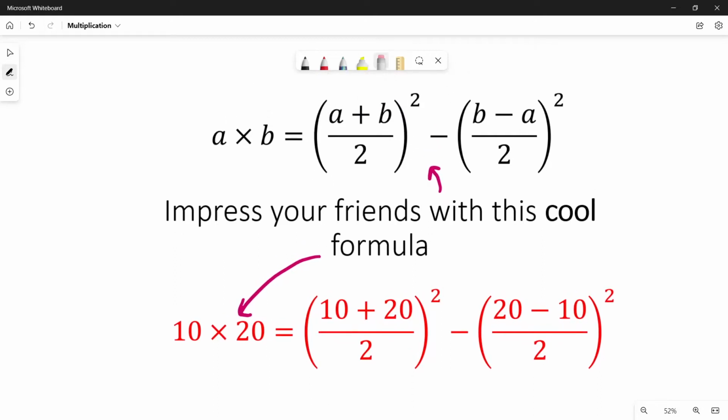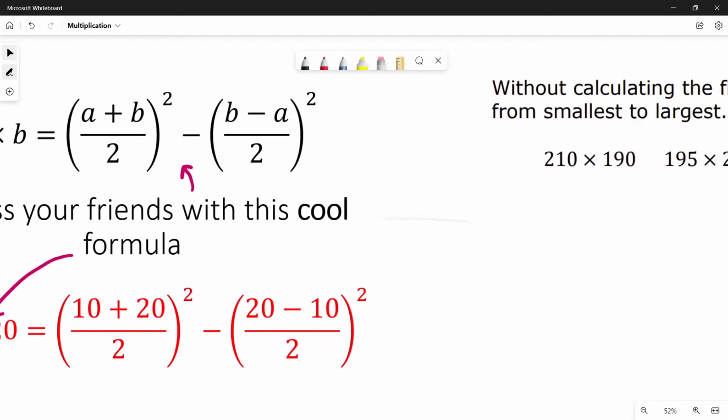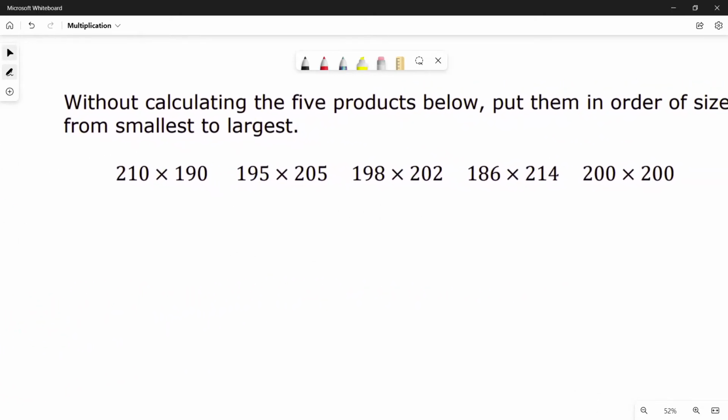Okay, we're going to look at how you can impress your friends with this cool formula for multiplication. We're going to see where it comes from and what sort of puzzles you can use it for, and then we're going to build it ourselves. So we're going to start with this puzzle here.